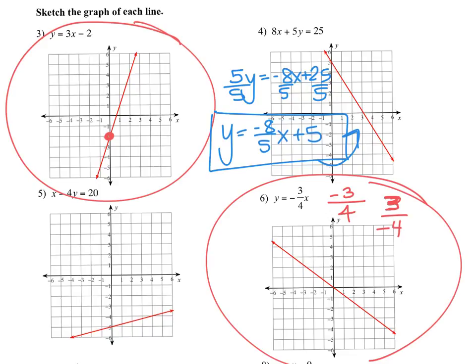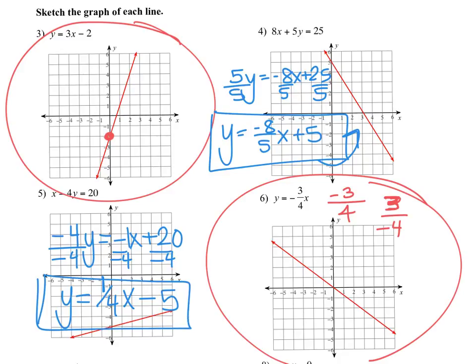All right, very similarly on 5, I'm going to subtract the x, so -4y equals -x plus 20. That's like -1x. Divide by -4. When you divide by a negative, that's going to cause some sign changes, so I've got y equals positive 1/4 x minus 5. And that's the line that they have graphed here.